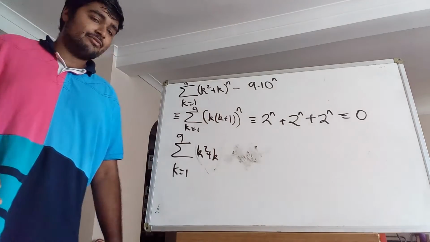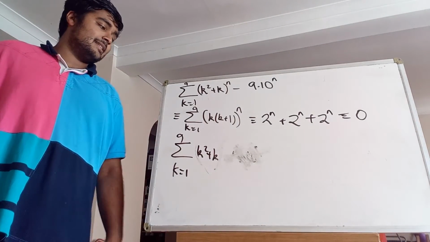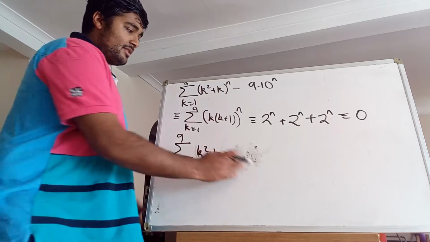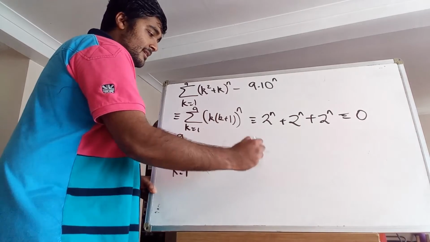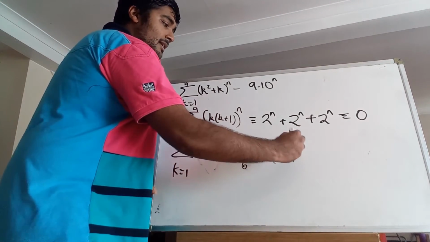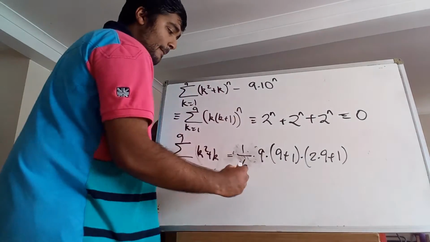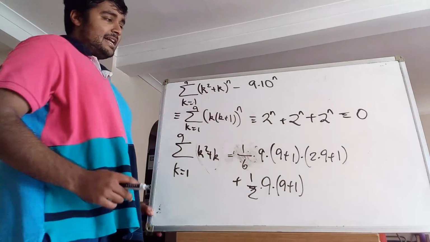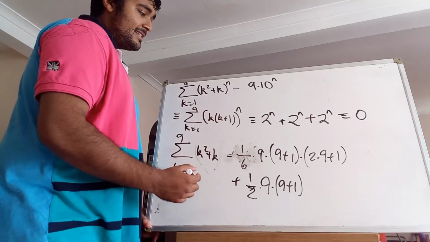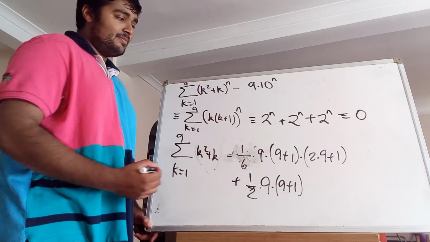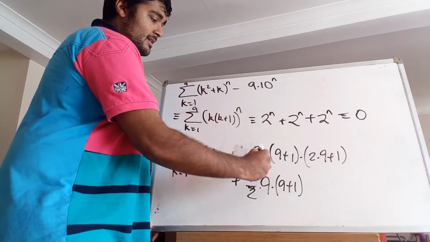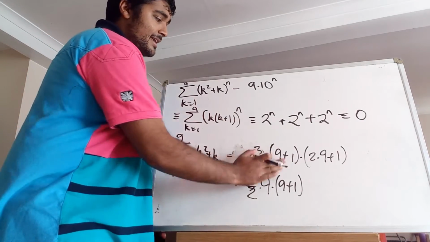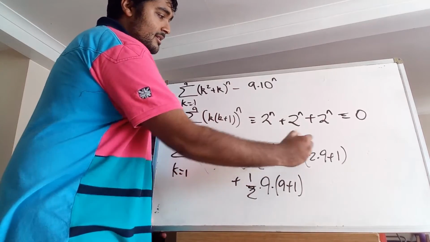And now we can just use our standard formula for the sum of the first few square numbers and the sum of the first few integers. So this guy here is just going to be equal to a sixth times 9 times (9 plus 1) times (2 times 9 plus 1), plus a half times 9 times (9 plus 1), like so. And the thing that we're looking out for here is the fact that 9 over 6 is just 3 over 2. And this half here is going to make this 9 plus 1, which is 10, into a 5. So we've got 3 times 5 times 19.